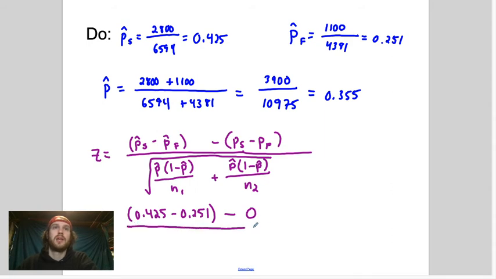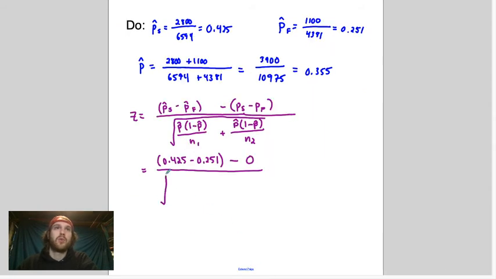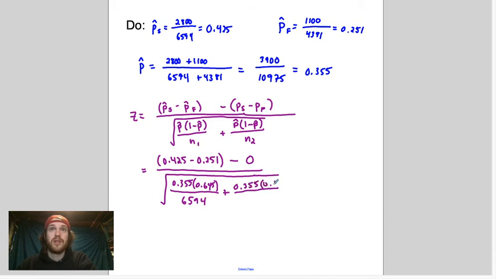So that goes away. In the denominator, we have the square root of our pooled p-hat value, 0.355 times 0.645, all over sample size 1, which is 6,594, plus 0.355 times 0.645, again that's the 1 minus value, over 4,381.